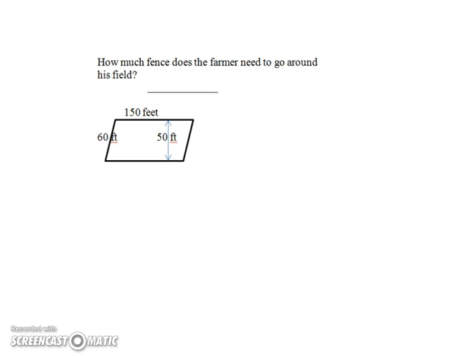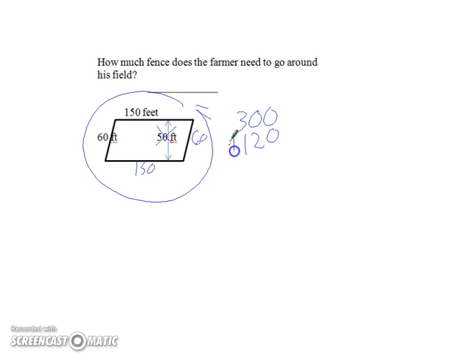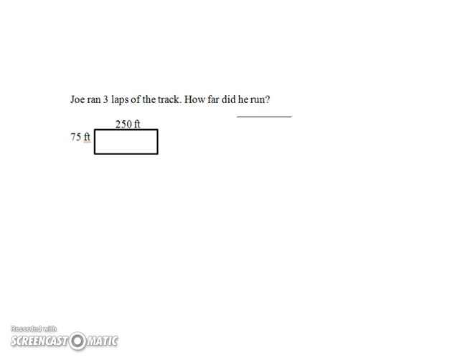How much fence does the farmer need to go around his field? Remember, you're going all the way around, so I need all of the numbers. I don't care about this part in there. The farmer just has a leaning kind of field, so I'm adding 150 and 150, that's 300. 60 plus 60 is 120. Add them together, I need 420 feet of fence.